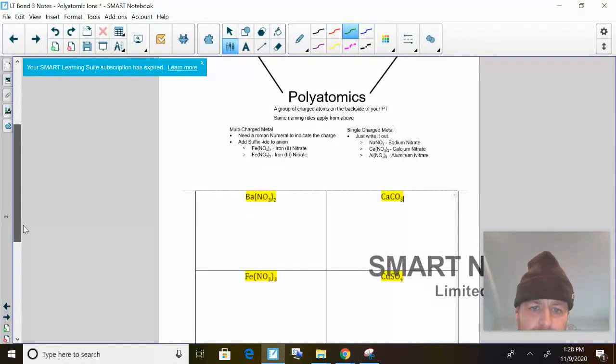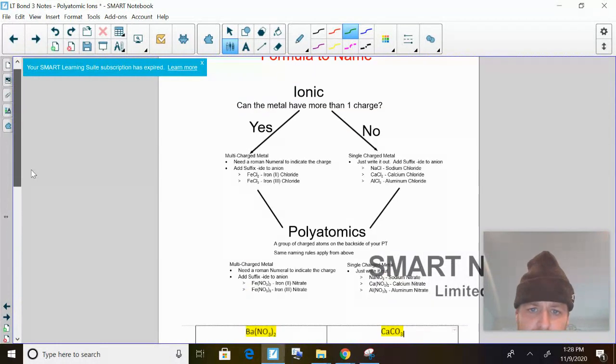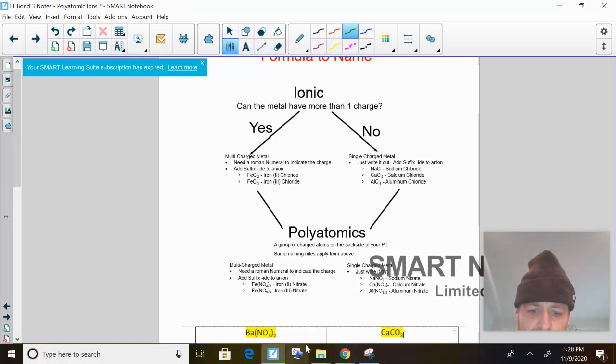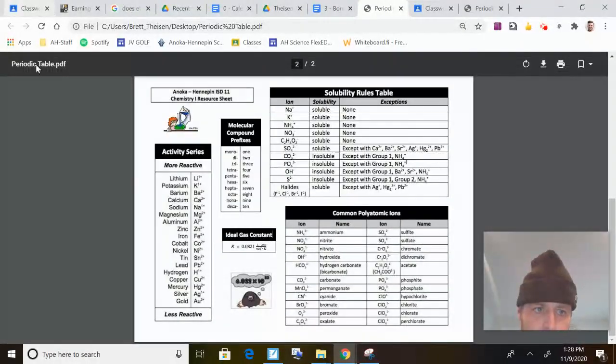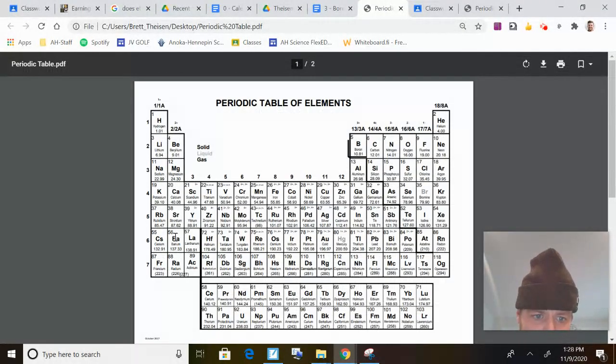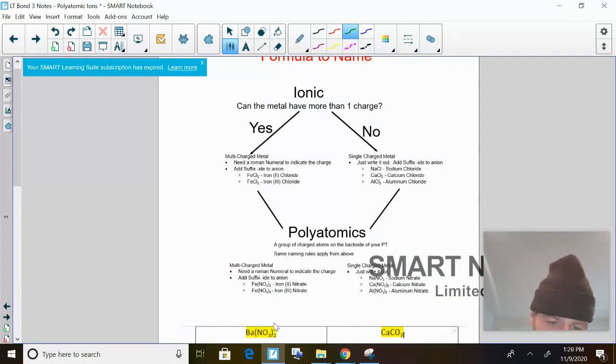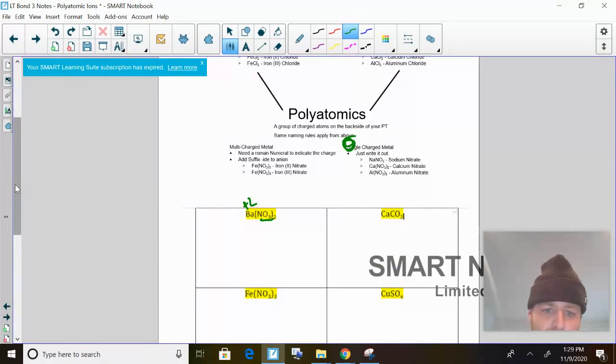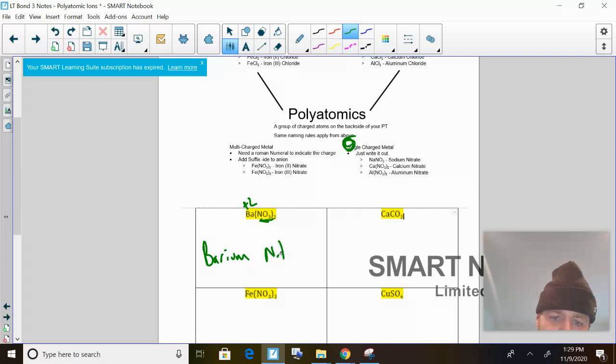All right. So barium, Ba. Can the metal have more than one charge? Well, let's find out. We've got to look. Ba. Nope, it's +2 always. Okay. So barium is +2. What that tells me is that I have a single charged metal, and this big ugly thing is nitrate. So you just write it out. You don't have to have a Roman numeral. So I'm going to write it out. Barium, and then this thing on the backside of the periodic table, nitrate. Alrighty, go ahead, pause the video, see if you can do this one.